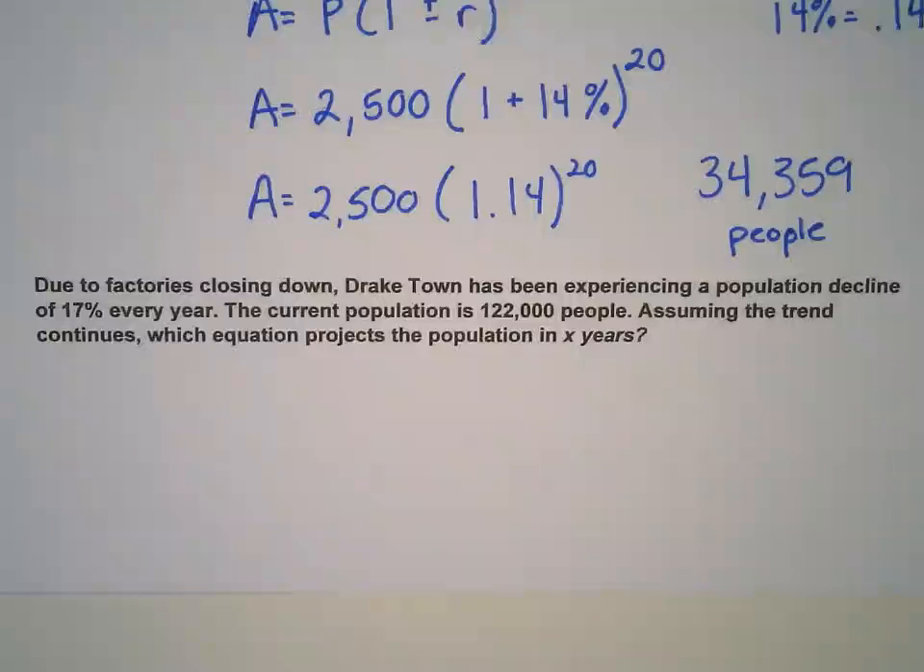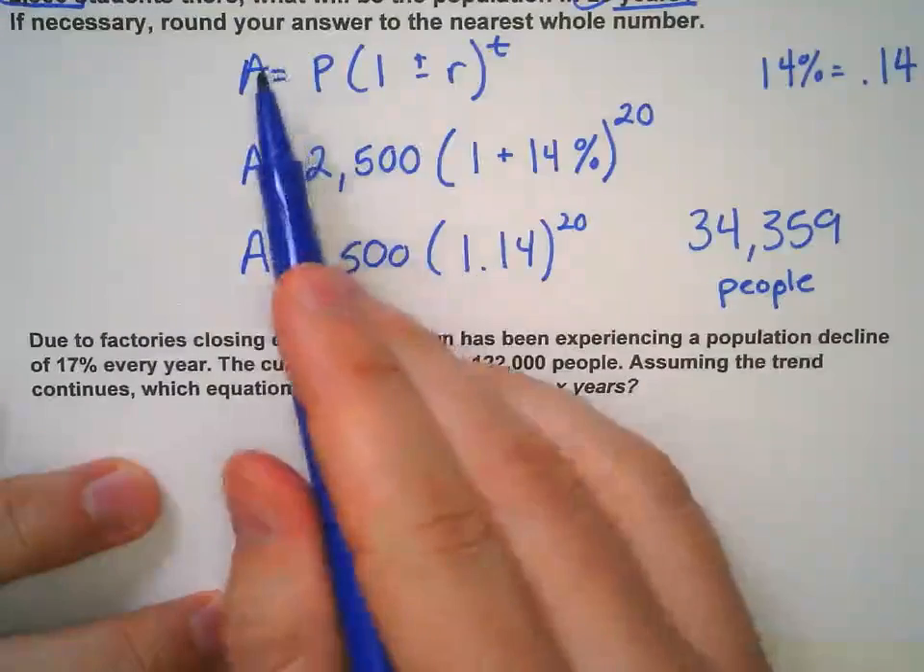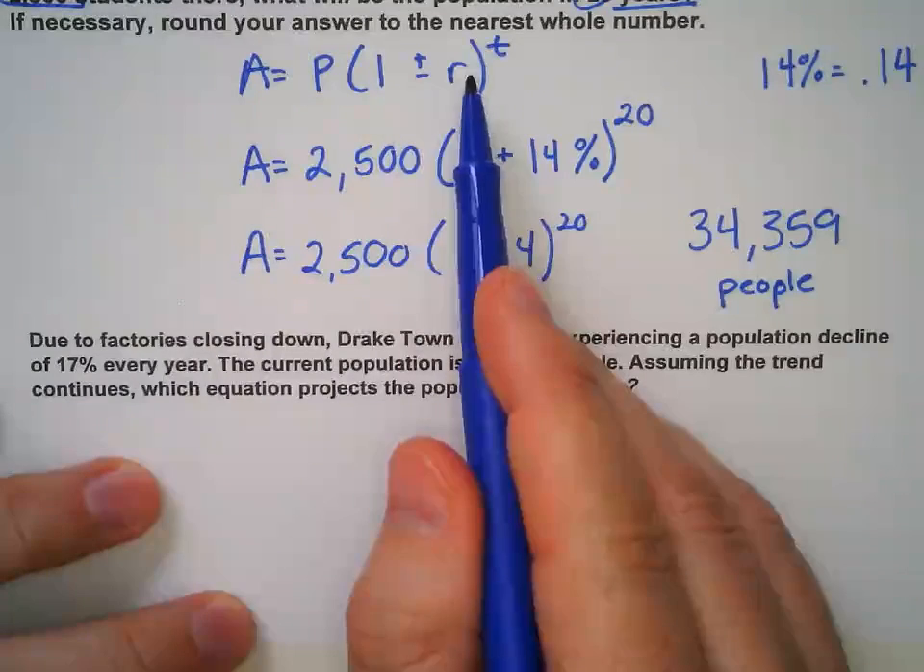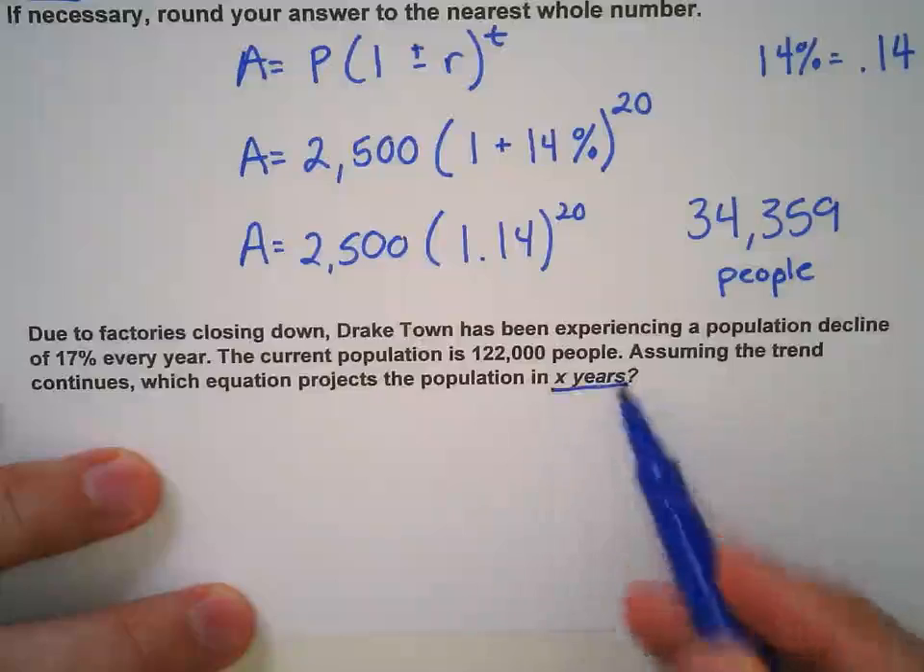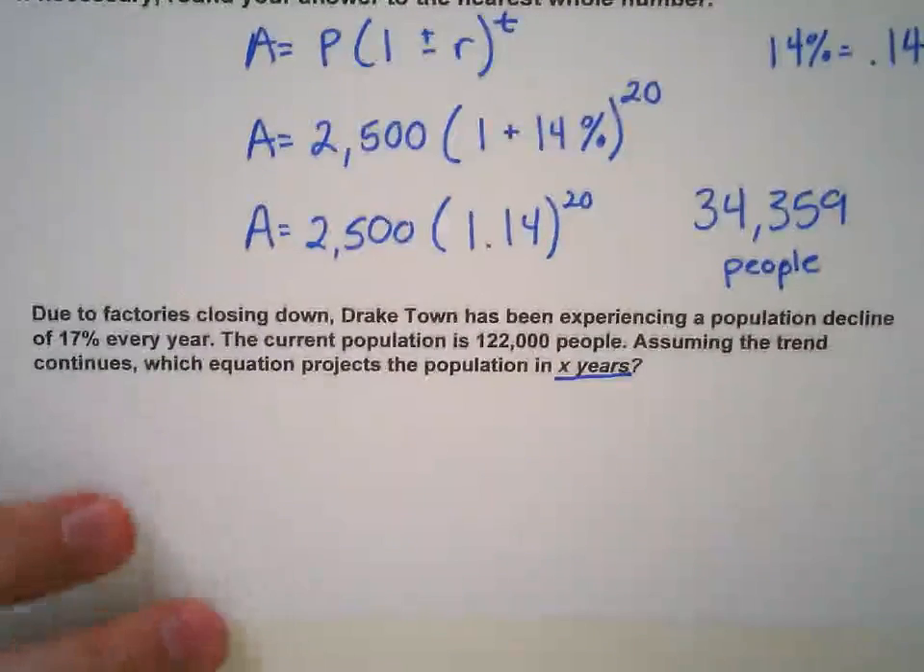Last question here. It says, due to factories closing down, Draketown has been experiencing a population decline of 17% every year. Currently, the population is 122,000 people. Assuming the trend continues, which equation projects the population in X years? So again, we're still using this formula. We're just missing the time. Time is represented by X years.